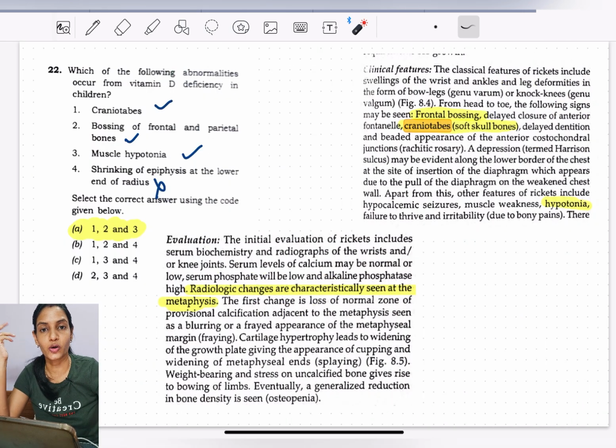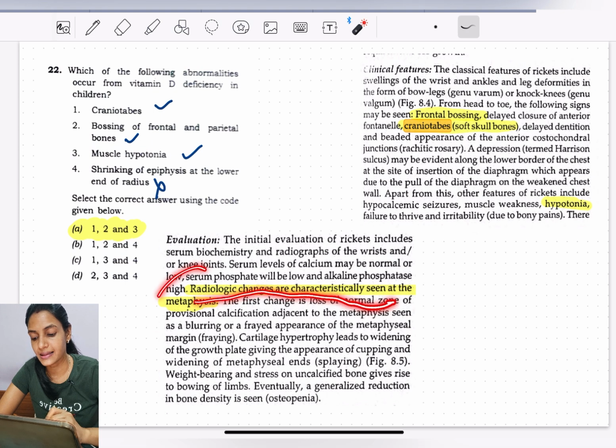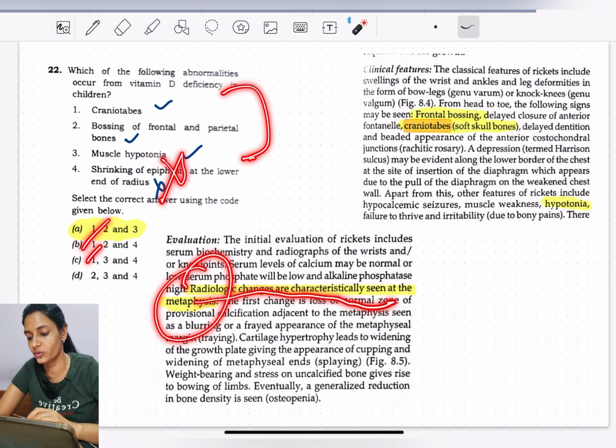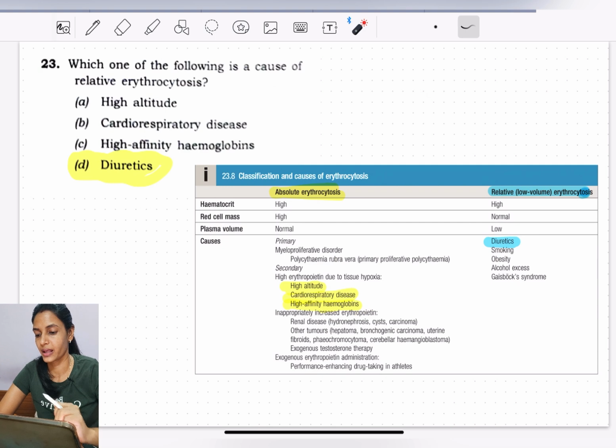In this case they are talking about rickets. They are asking which of the following abnormalities can occur in the case of rickets. So frontal bossing can be there, craniotabes or soft skull bones can be seen, hypotonia can be there. Radiologic changes are correctly seen in the metaphysis, not the epiphysis. So 1, 2, 3 are correct, and the 4th is wrong in this case.